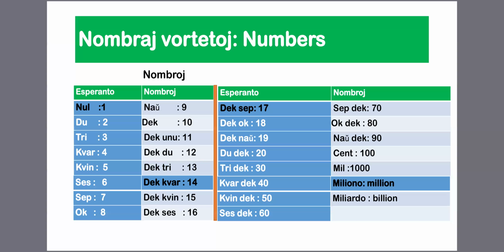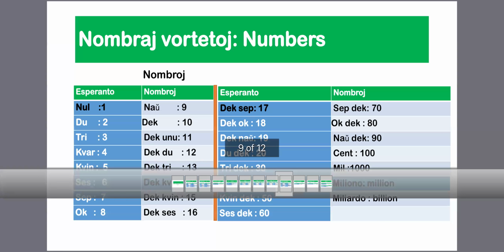Nul, uno, du, tri, kvar, kvin, ses, sep, ok, now, dek, dek uno, dek du, dek tri, dek kvar, dek kvin, dek ses, dek sep, dek ok, dek now, du dek, tri dek, kvar dek, kvin dek, ses dek, sep dek, ok dek, now dek, cent, mil, miliono, miliardo. Great.